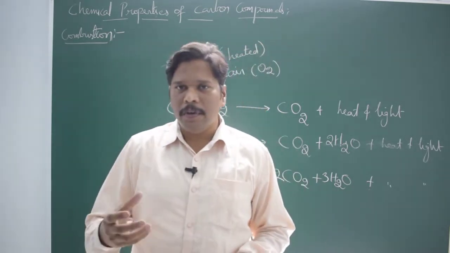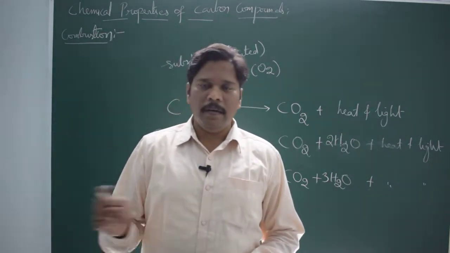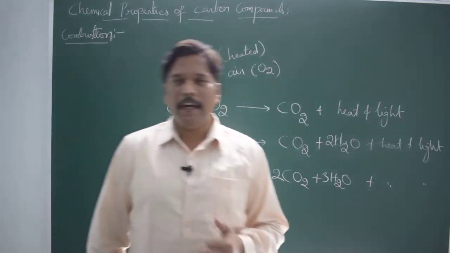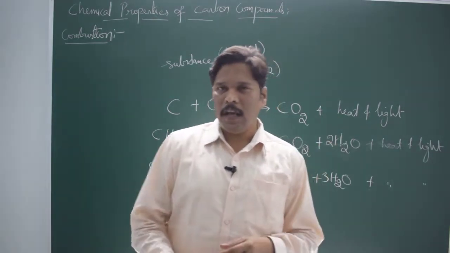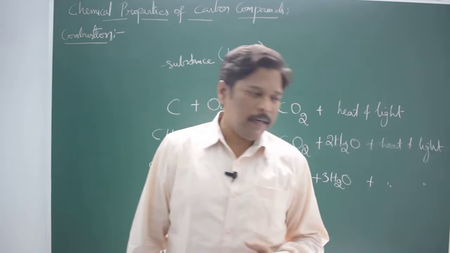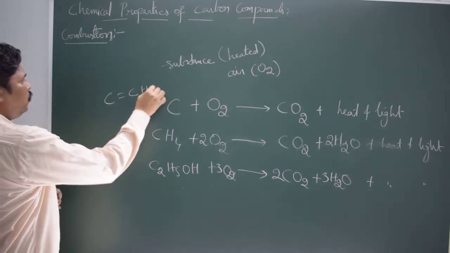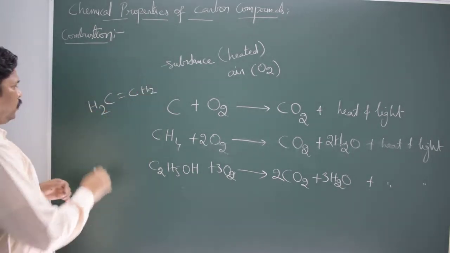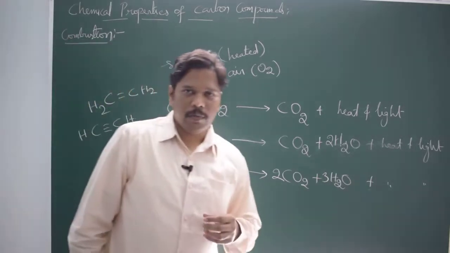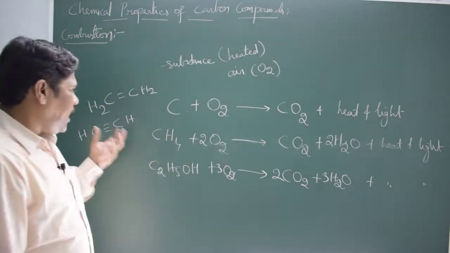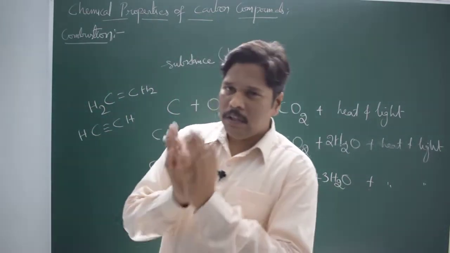Unsaturated hydrocarbons also produce heat and light energy when they are heated to the ignition temperature. But the difference is, saturated hydrocarbons undergo combustion producing only a blue flame, whereas unsaturated hydrocarbons, where double bonds and triple bonds are between the carbon atoms, like ethene, C2H4, and ethyne, C2H2, undergo combustion producing a yellowish flame, not the blue one.